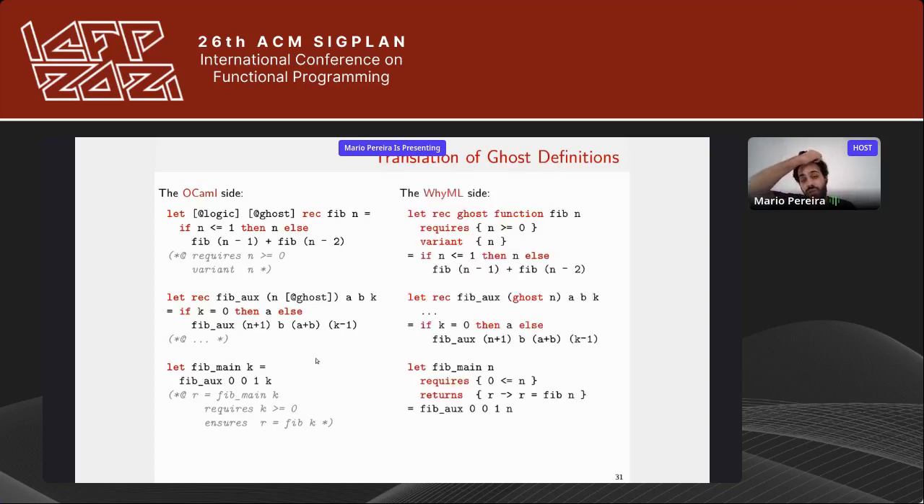When it comes to the WhyML side, you can also tag some function as ghost, and function here on the WhyML side is the keyword to state that this is also a logical function. Okay, so you can use it in the postcondition of fib_main.